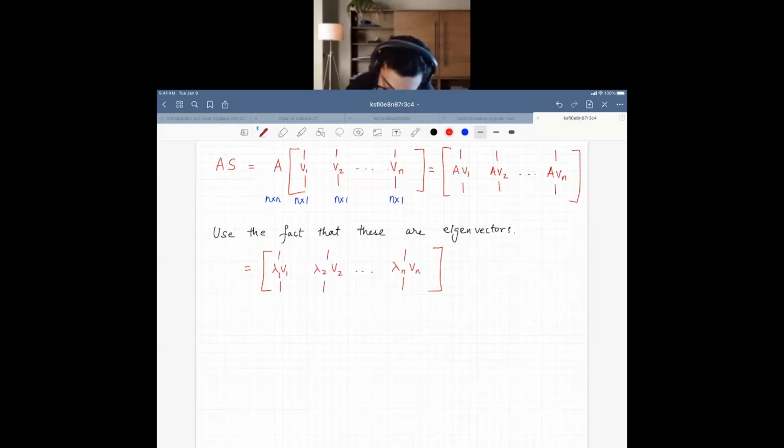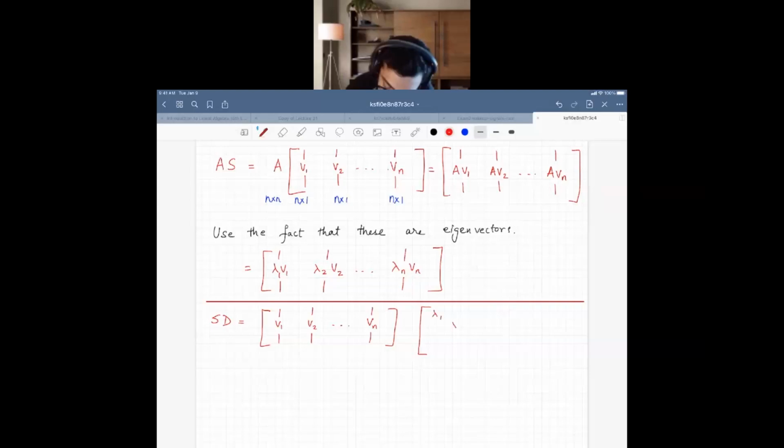Next, that's the result for AS. Now take a look at SD. What do you have for S? Well, the same thing as before: V1, V2, so on up to Vn. Columns are eigenvectors of A. How about D? It's a diagonal matrix. And what are the entries in the diagonal? Those are the eigenvalues, right? So it is lambda 1, lambda 2, so on up to lambda n. Everything else is a 0 there. So when you multiply this out, you will get the same thing as AS. You are going to get lambda 1 V1, lambda 2 V2, so on up to lambda n Vn. And these are all, again, column vectors.